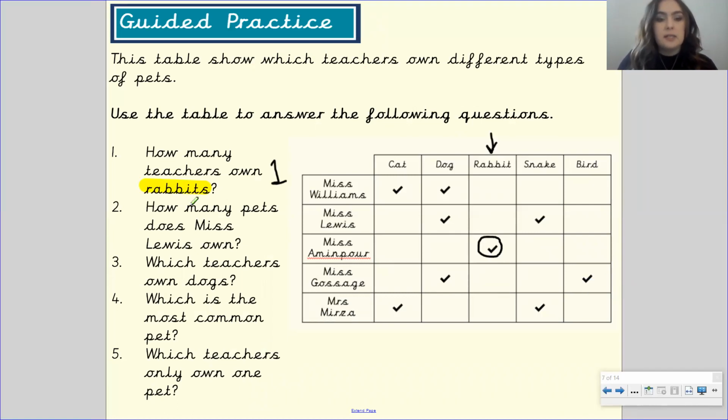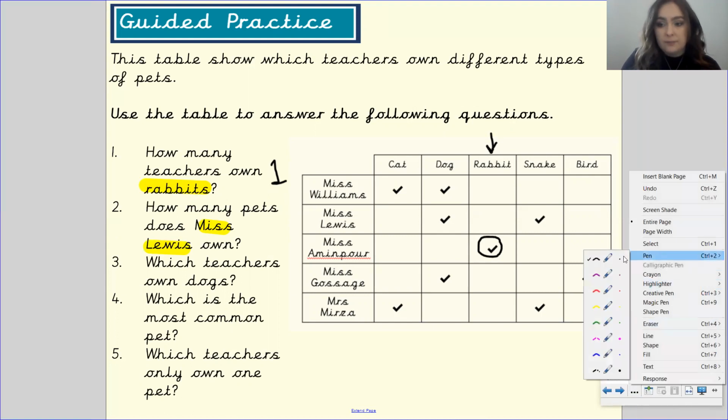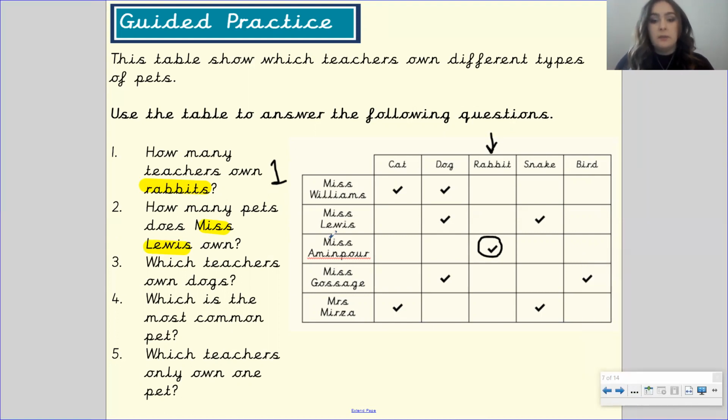So the next question says, how many pets does Miss Lewis own? So we're just interested to see how many Miss Lewis has. So what we need to do is find Miss Lewis here, and then we need to go along and see how many ticks she has got. So she hasn't got a cat, but she's got a dog. She hasn't got a rabbit, but she's got a snake, and she hasn't got a bird. So she's got 1, 2 ticks, which means Miss Lewis owns 2 pets.